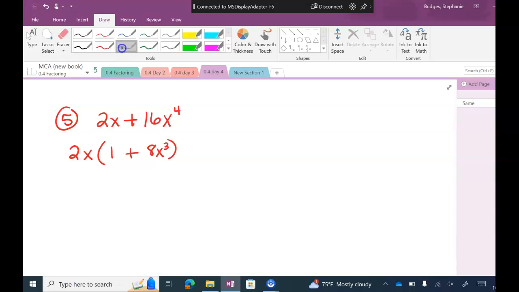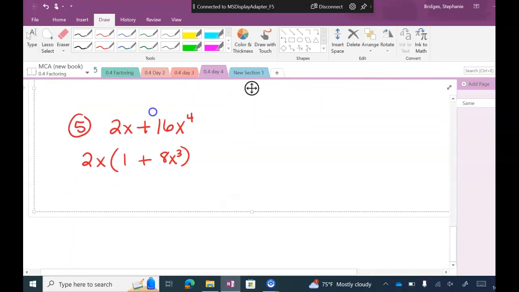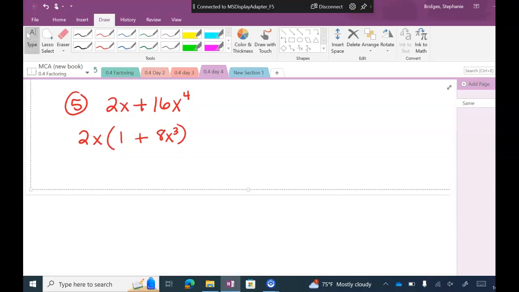A is going to be the cube root of 1. What's the cube root of 1? Sorry, I'm trying to fight this tablet again.